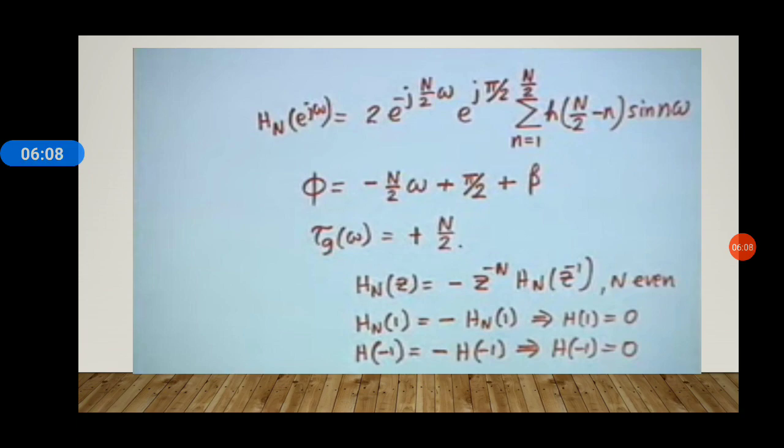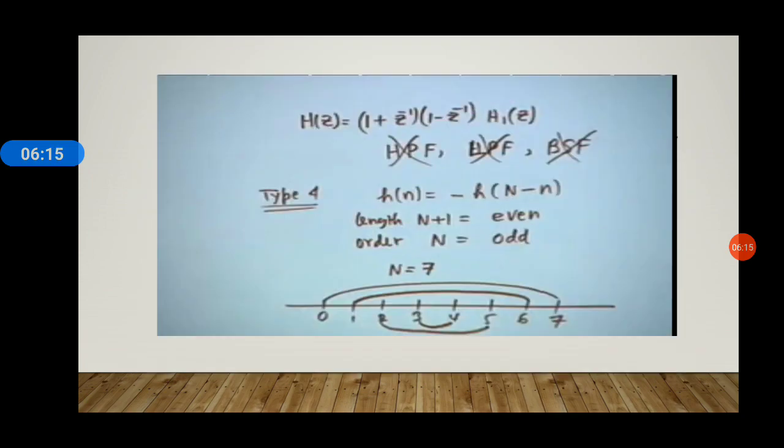So if both are 0, both low pass and high pass filters are not possible, as well as a band stop filter won't be possible. We cannot design a low pass, high pass and band stop filter using type 3 linear phase FIR filters.